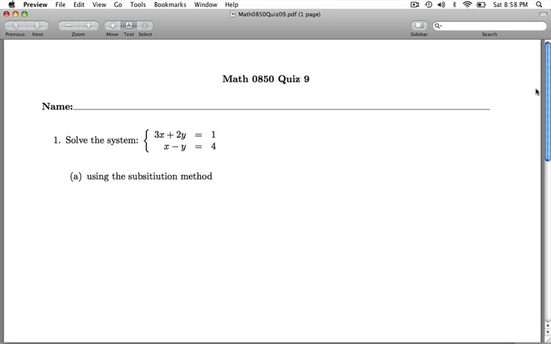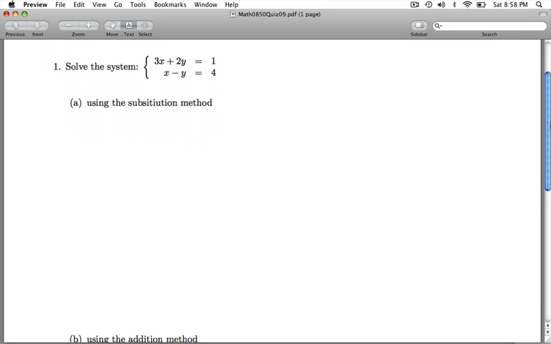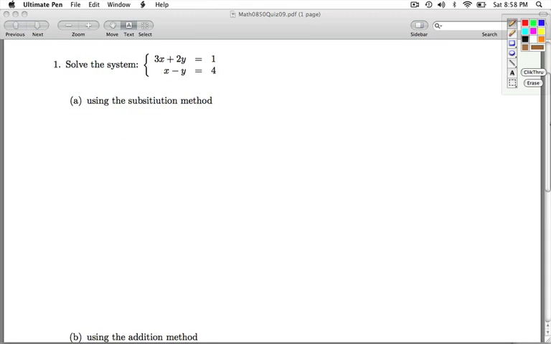Hi folks, this is Beginning Algebra Quiz 9. We're given a system of linear equations and we're asked to solve it two different ways. The first way we're asked to solve it is using the substitution method.